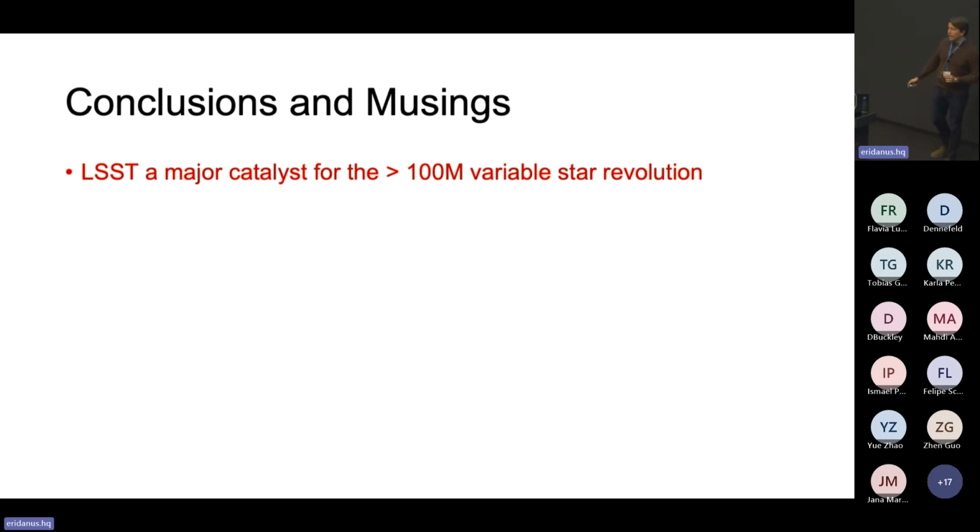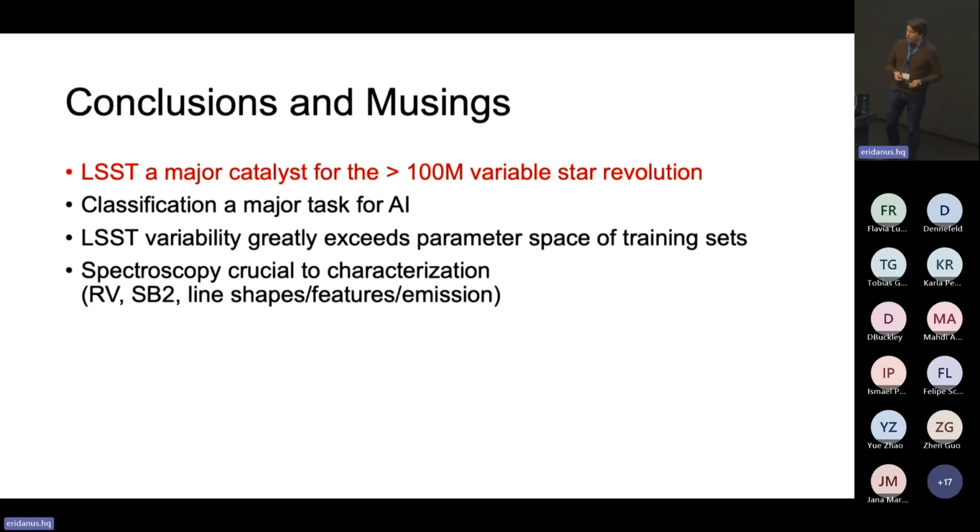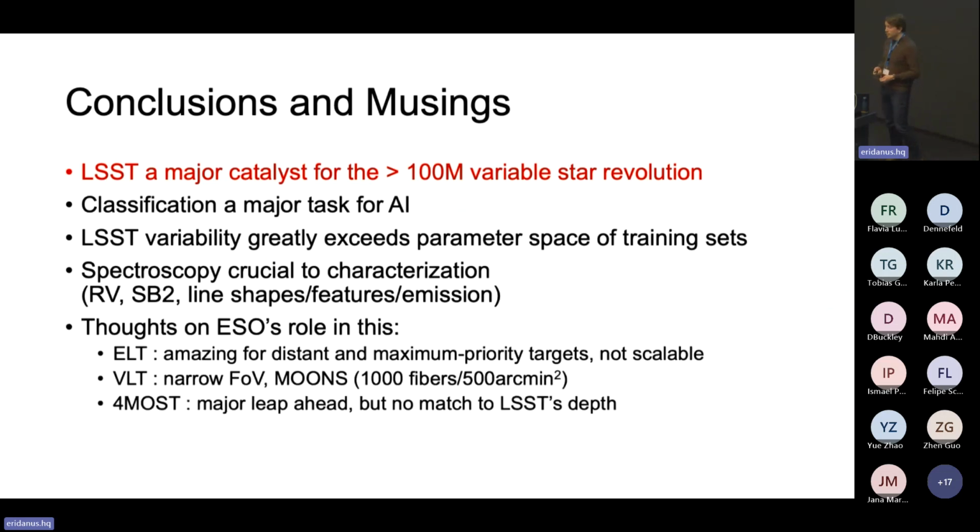So just to conclude, LSST will be a major catalyst for the more than 100 million variable star revolution. That classification task is major and will evolve AI, but mind you also that the variability that LSST will pick up will vastly exceed our training sets. We're going way fainter than what we've done previously, and hopefully, we're all hoping for this, there will be new things that are not part of that training set, and so of course we need to keep an eye out for that. Spectroscopic characterization is crucial for many of these types of variables I showed you earlier, whether you see radial velocity variability or specific line shapes.